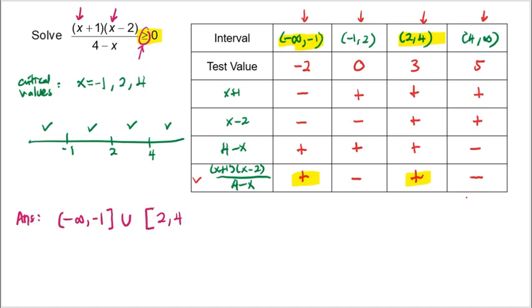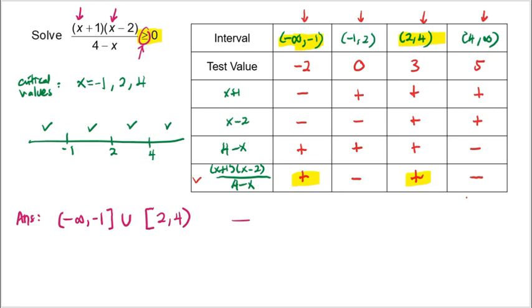But can you substitute with 4? What happens when you substitute with 4? You will have 4 minus 4, which is 0 at the denominator, so you have an undefined function. Therefore 4 cannot be included, because you cannot have 0 at this value. That's why 4 is not included. So our answer will look like this.